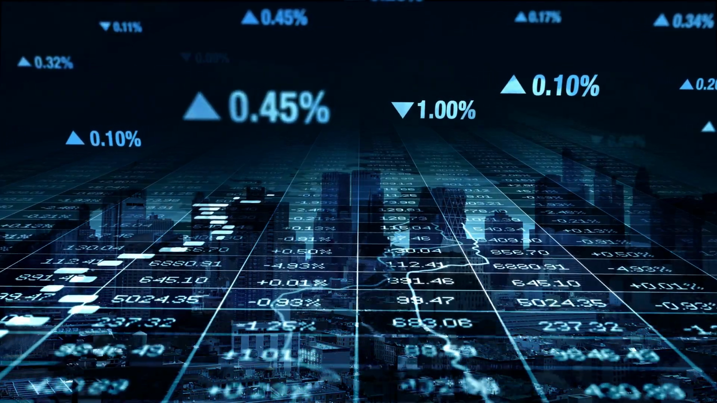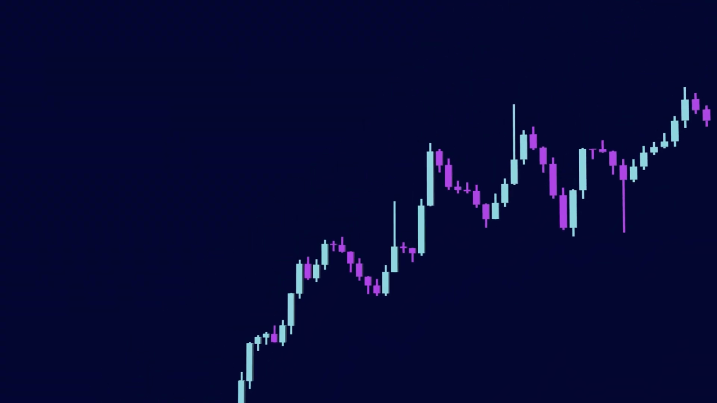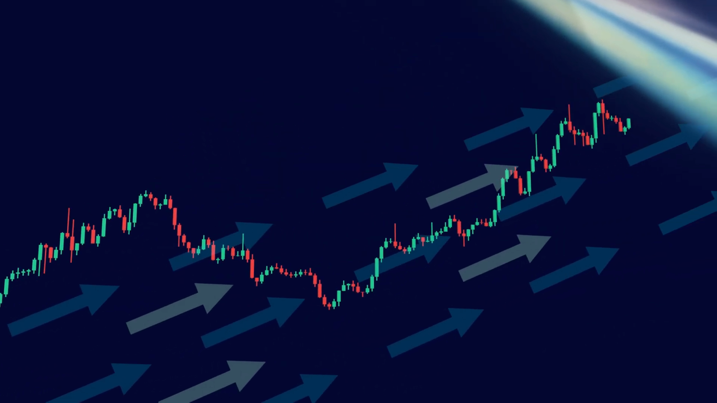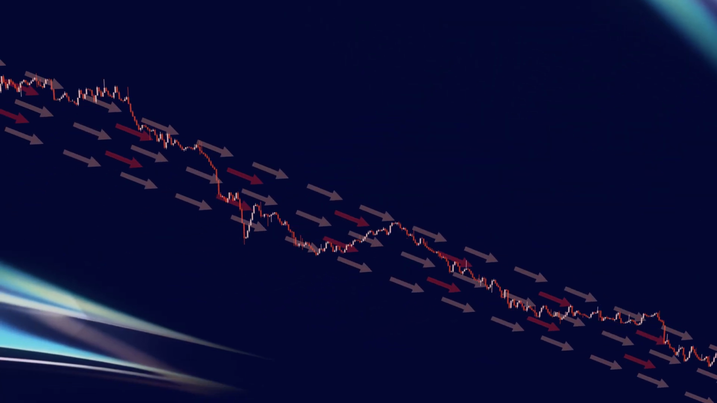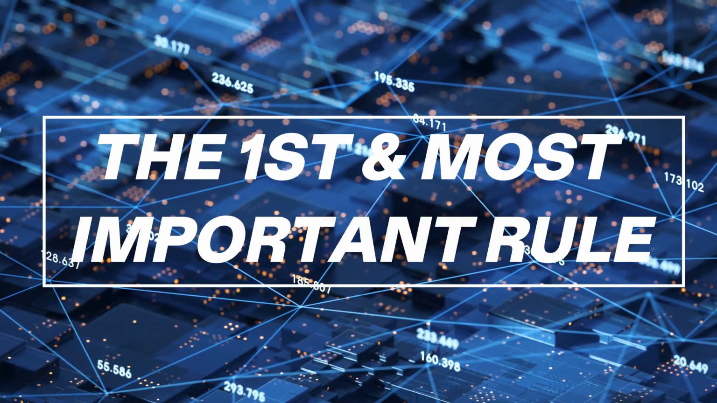We're going to kick things off by talking about context. In heavily trending markets, you should only, and I repeat, only be focusing on the most directional markets. This means focusing on the strongest markets in bullish conditions and the weakest markets in bearish conditions. This is the first and most important rule, and one where most trip up.